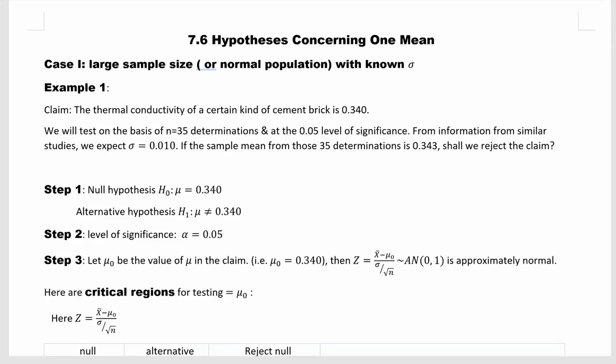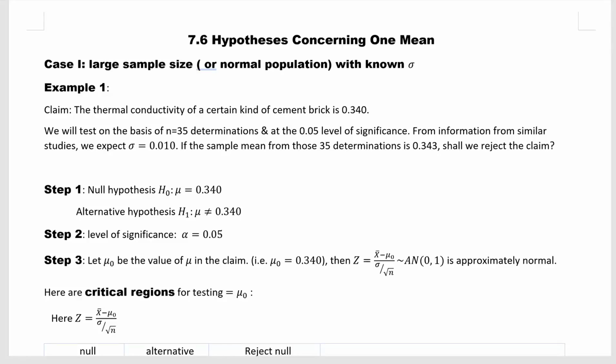Okay? So today we're going to talk about how to determine the criterion. So we're going to have 3 cases, starting with large sample size with no sigma. Okay? So let's look at the first case.